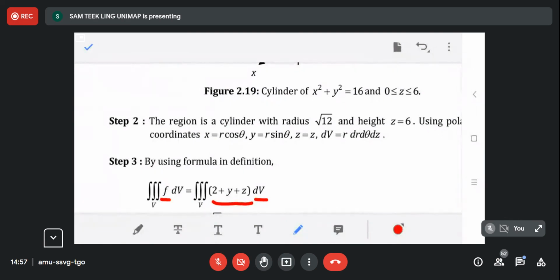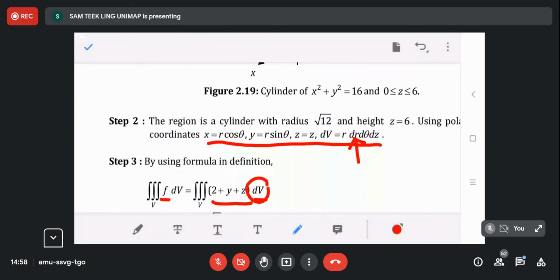So same, this one is a cylinder, so you use the cylinder polar coordinates. x equals r cos theta, y equals r sin theta, z equals z. Then choose dV, because here it is dV. For cylinder polar coordinates, dV is r dr d theta dz. So here you have an r.